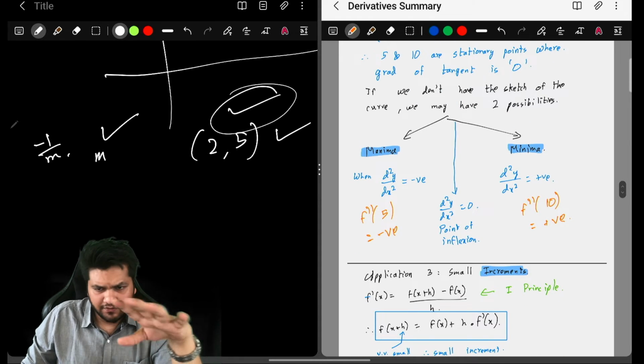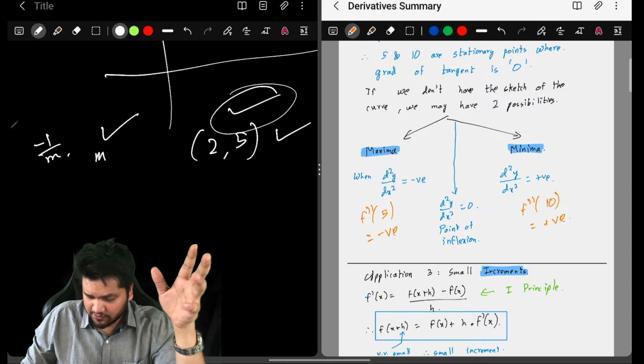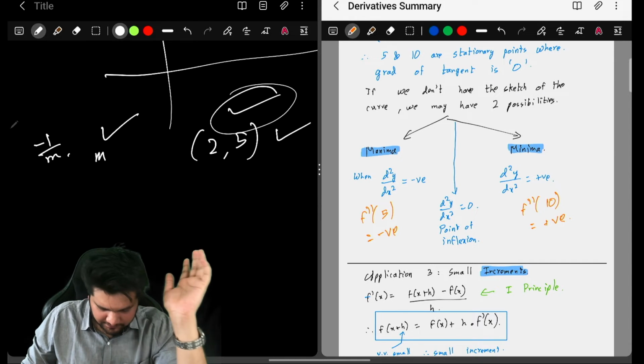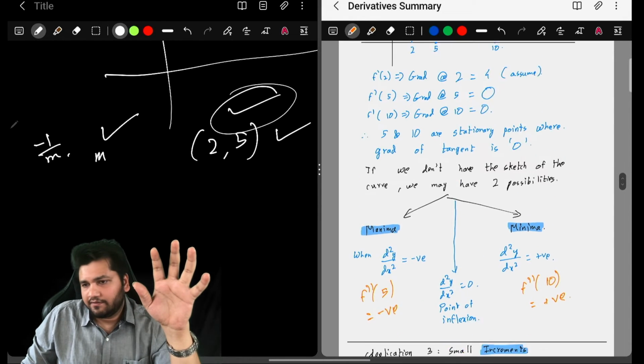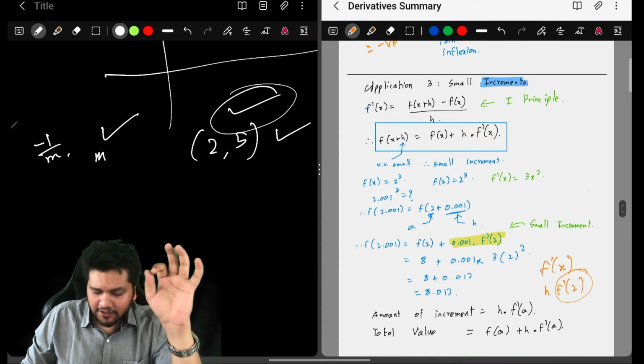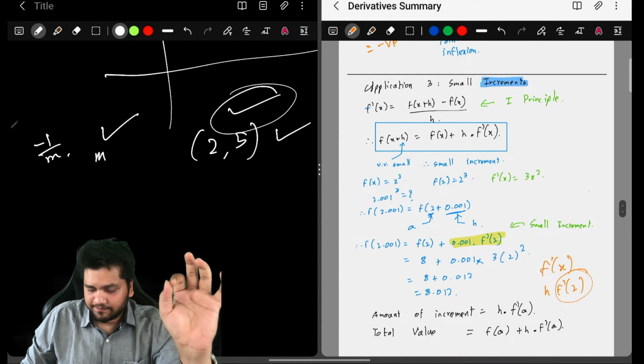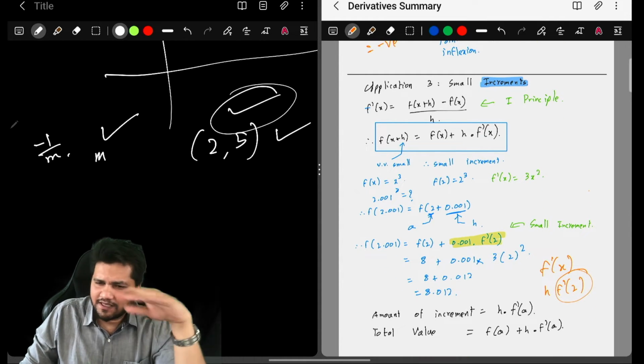By chance, if you get 0, which you don't have in the syllabus of your Advanced 606, then it's a point of inflection. Anyways, this is what you have in stationary points. Third application is small increments. Now again, we're coming back to the same first principle thing.